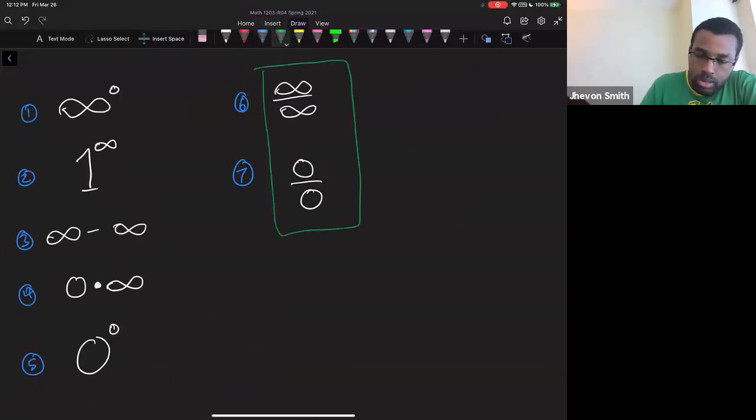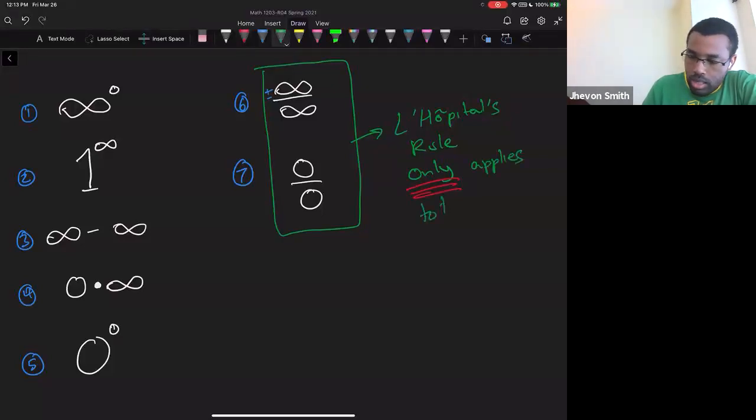These two, right? And of course, this could be plus or minus. But these two, L'Hopital's rule, emphasis on only, only applies to these two.